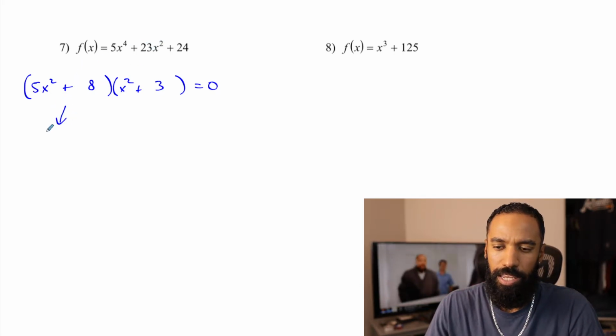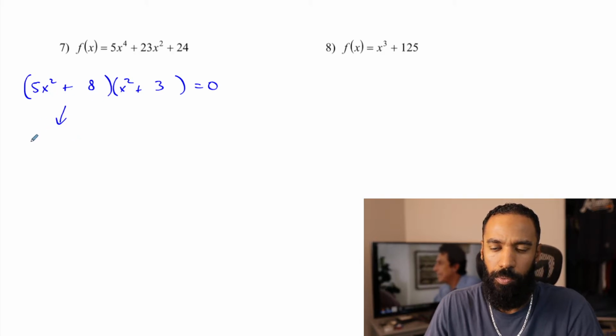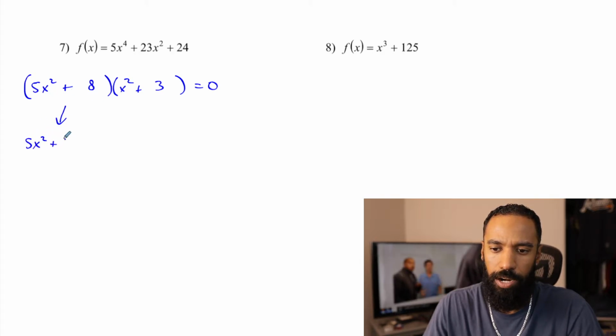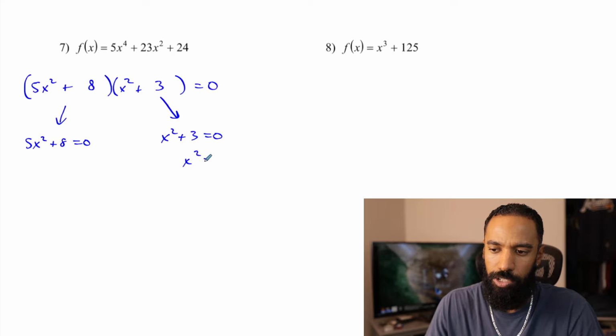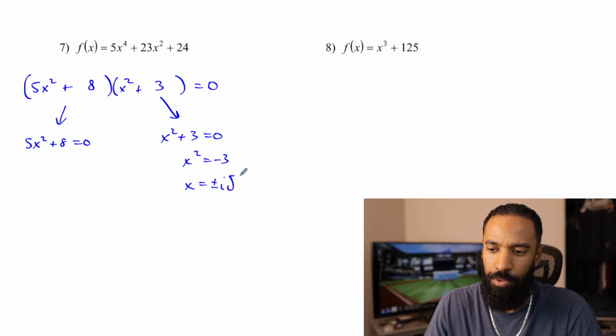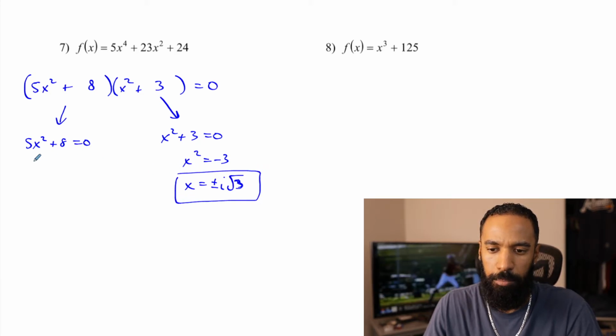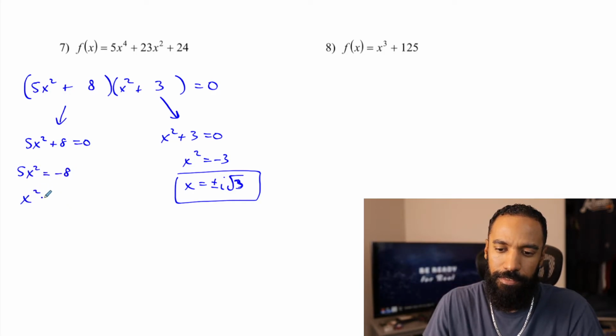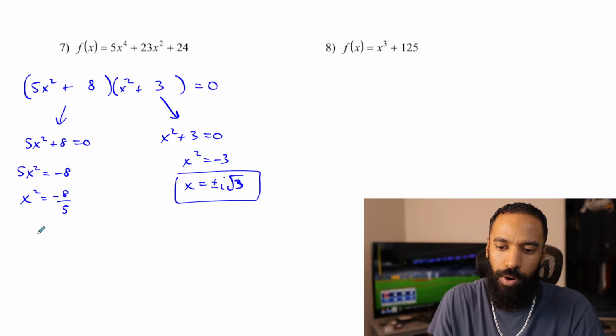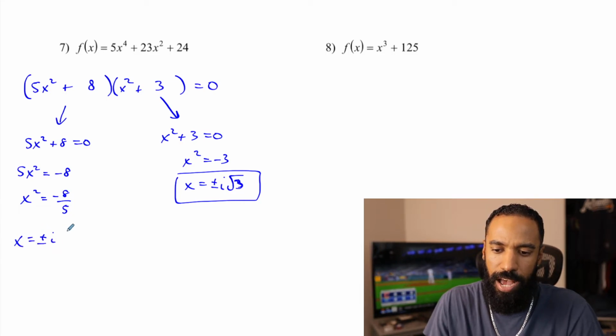It's kind of an easier problem compared to the other two because of what we had to do here. So 5x squared plus 8 equals 0, or x squared plus 3 equals 0. Let's start with this one here. Subtract 3. Take the square root of both sides. You get plus or minus i root 3. All these look like they'll be imaginary or complex solutions here. Subtract 8. Divide by 5. Take the square root of both sides. Plus or minus i root 8 over root 5.